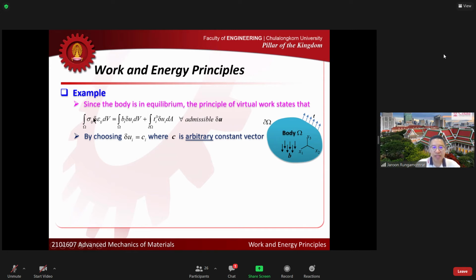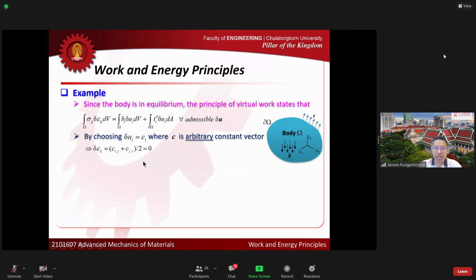Because the principle of virtual work tells us that whenever the body is in equilibrium, this is satisfied for any choice of admissible delta u. So I choose delta u_i equal to c_i, and this equation is still satisfied, right? So now I plug this choice back into this equation. Before I do that, I have to compute the virtual strain from the virtual displacement. But you know that delta u_i is simply a constant.